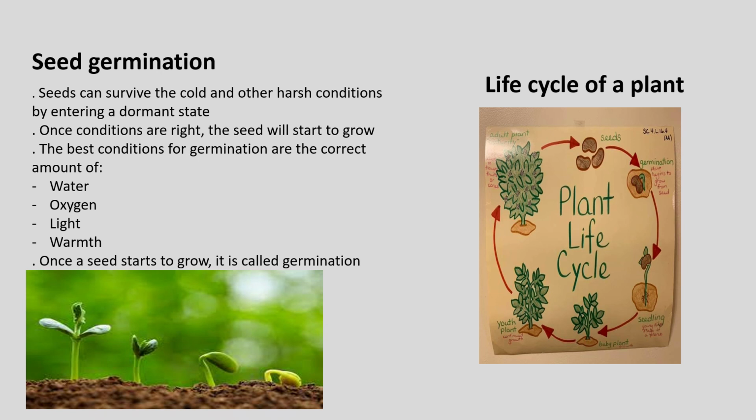The best conditions for germination are the correct amount of water, oxygen, light, and warmth. Once a seed starts to grow, it is called germination. Germination also has different stages. Usually it goes through 4 to 5 different stages, right? I want us to discuss these 5 different stages, or I want us to take 30 minutes to reflect on the stages before we can discuss them.